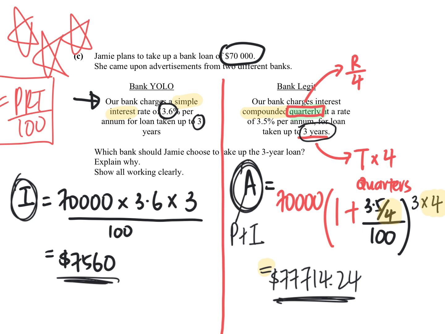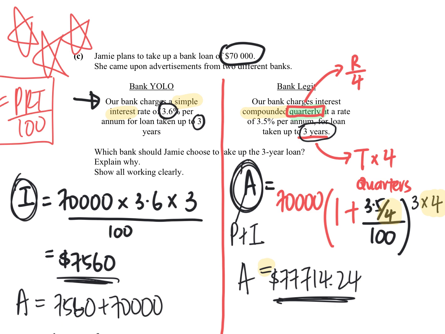So you cannot start comparison here. So if you want, you can go and do this. Find A by adding this to 70,000. Then you get 77,560. Then we are comparing the same thing now. So obviously when we look, it seems that you should choose bank YOLO. Since you want to take up a bank loan, you want it to be as low as possible because it has lesser interest.